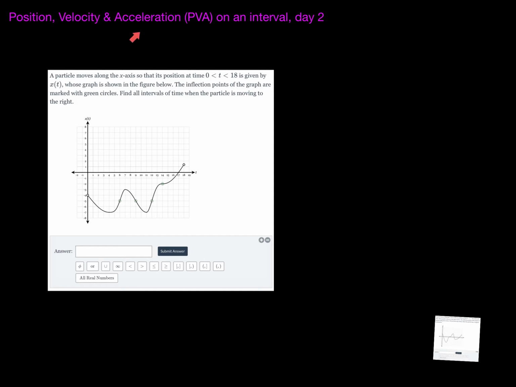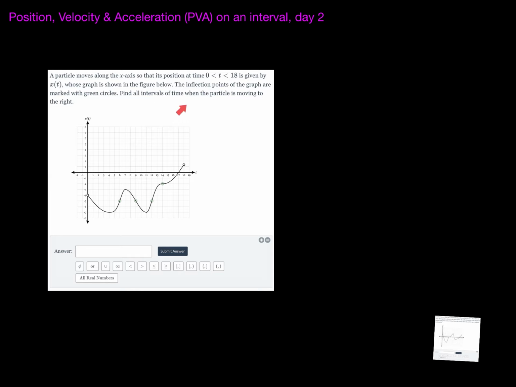Day one of PVA, we focused on specific points. Today, day two, we're going to look at over an interval. Here we go. We have the same concepts though. A particle moves along the x-axis. Here's our interval between 0 and 18. The inflection points, like always, are in green.